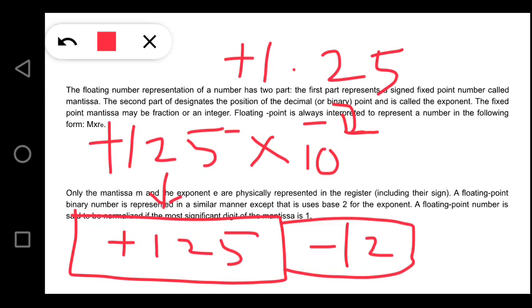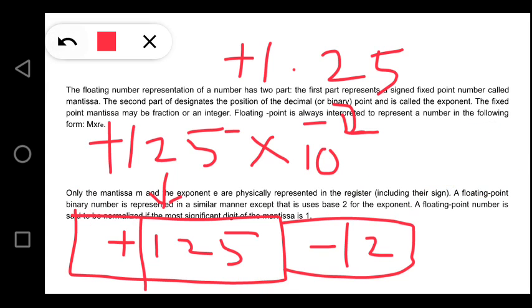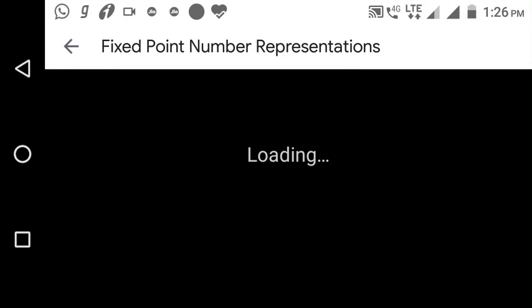This is called exponent. So mantissa will also have the sign bit, and this is called exponent, and this is called mantissa. So the exponent also should have the sign bit, mantissa also should have the sign bit. So this is one way of representing, and you can imagine that here mantissa is again a fixed point number. There is also another representation for the same 1.25 in different notation.